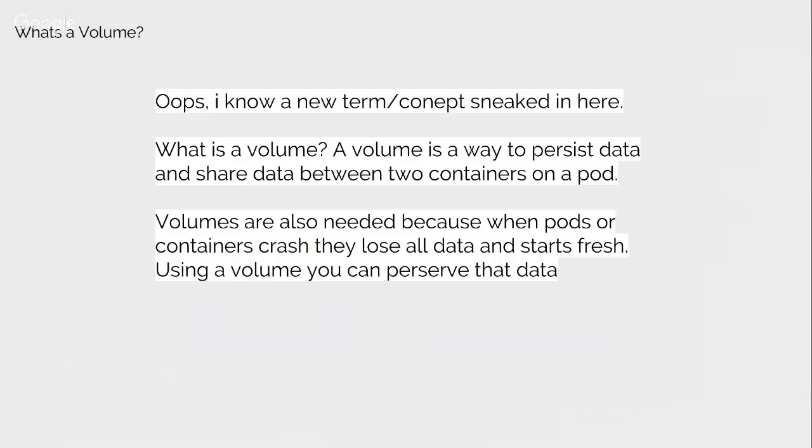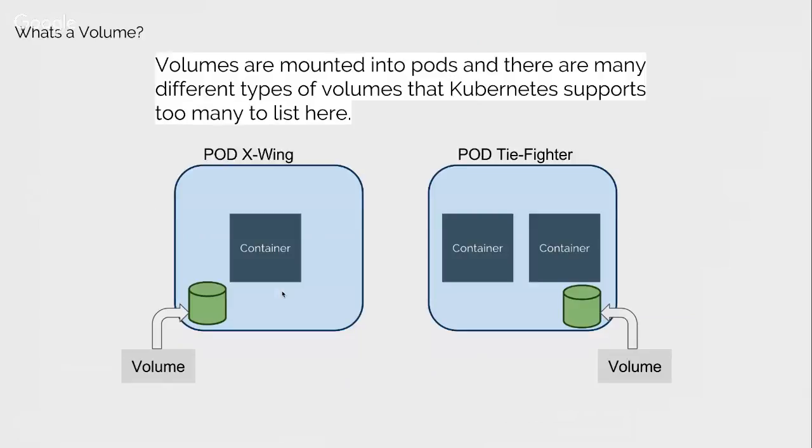So what's a volume? A volume is a way to persist data and share data between two containers on a pod. Volumes are also needed because when a pod crashes, it loses all its data and just starts fresh, right? You could be dynamically writing data to the disk in the container, and if it crashes, it starts back fresh like you just deployed it. So using a volume is a way to preserve information in between crashes.